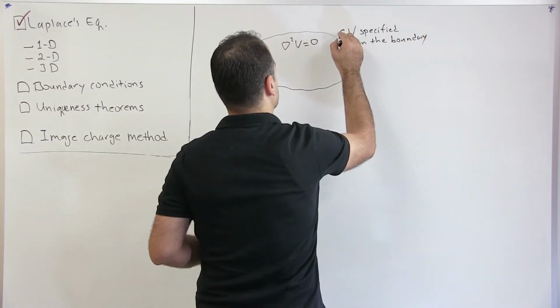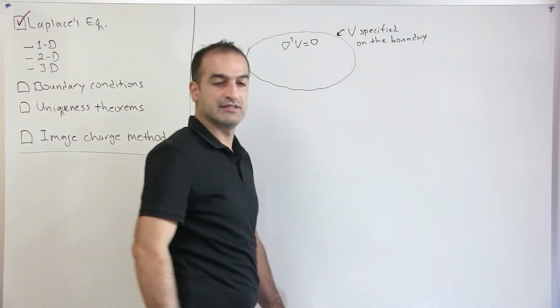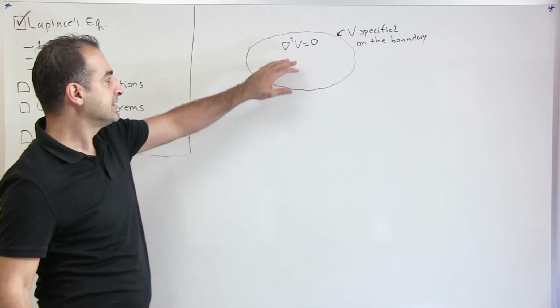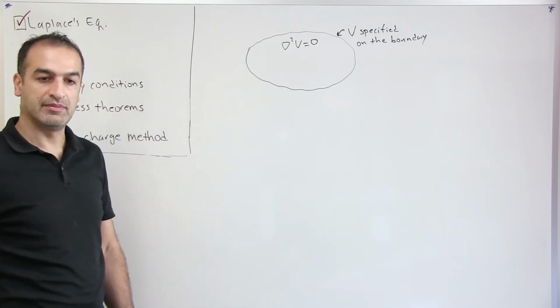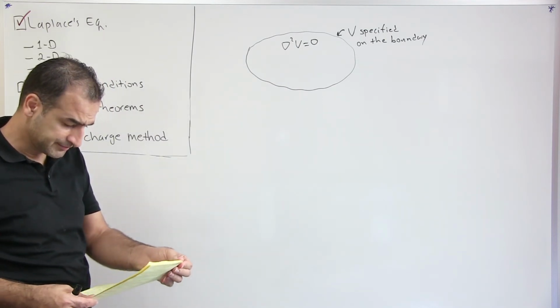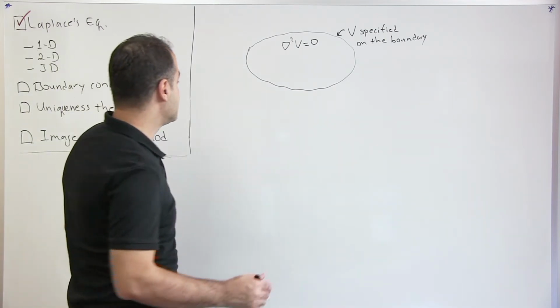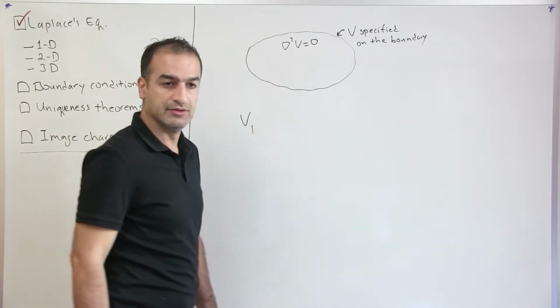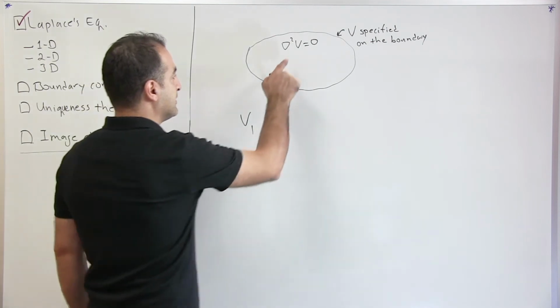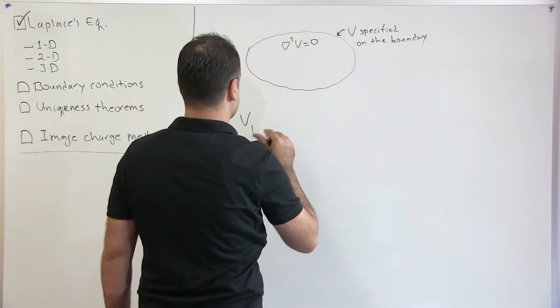Okay, so on the boundary, V is specified. Inside this space, we are trying to find electric potential following Laplace's equation. Now let's imagine V1 is a solution that satisfies Laplace's equation and satisfies the boundary condition.